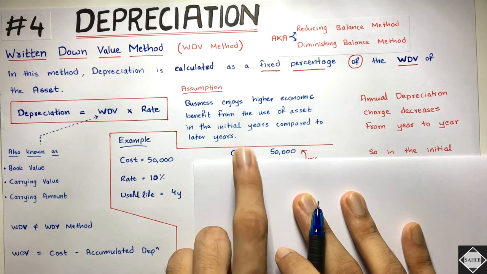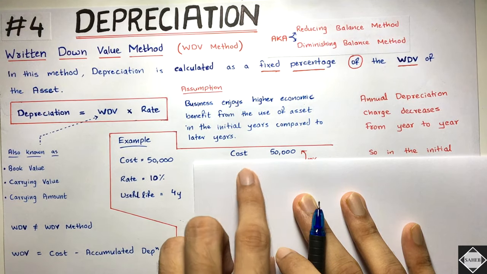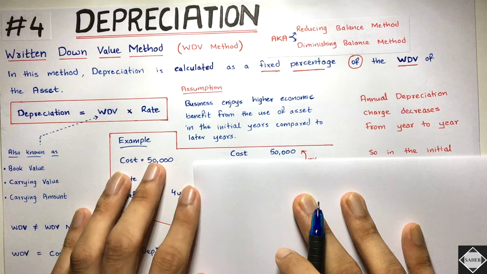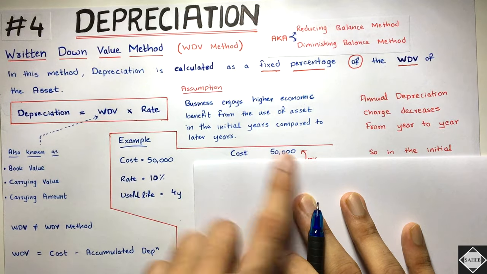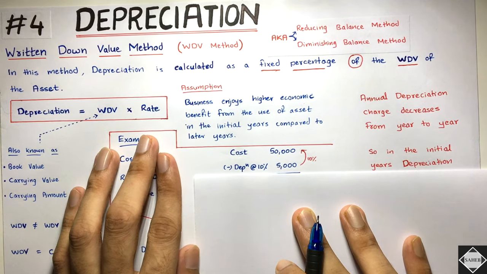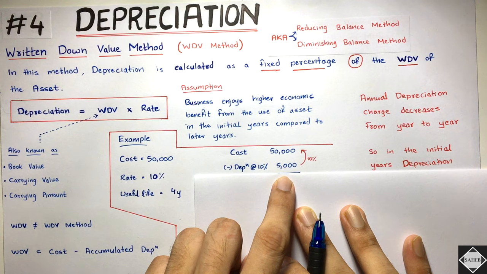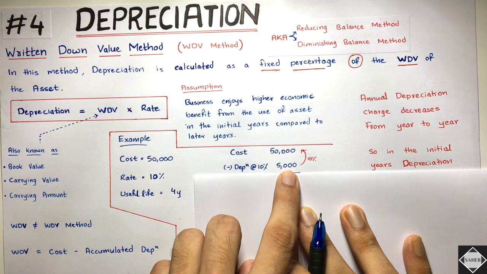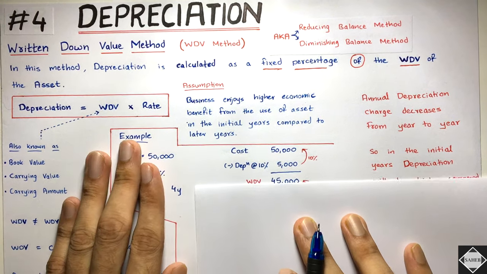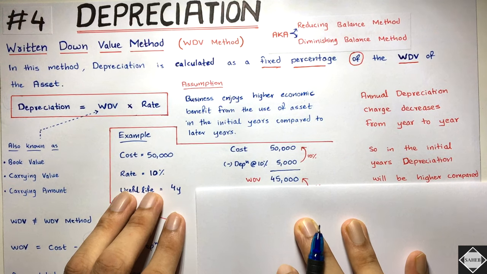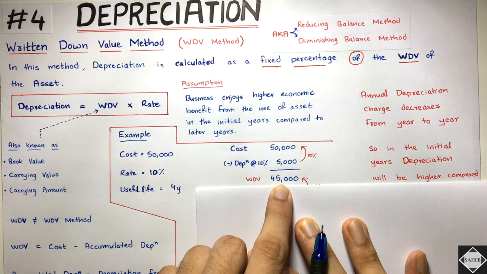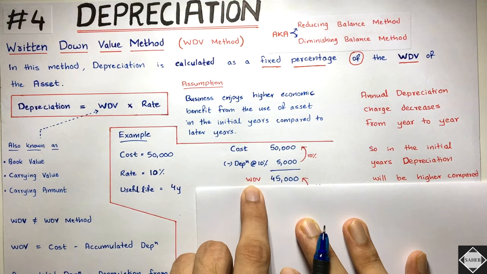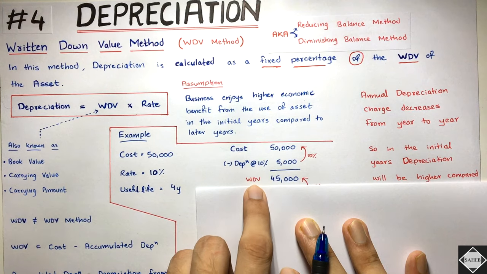In the first year, cost is equal to WDV. Okay, it's always like that. Cost is equal to WDV. So now 50,000 into 10%, that's equal to 5,000. You all know that. I don't need to show you this in calculator, right? So 10% on 50,000, that's equal to 5,000. 50 minus 5, that's equal to 45,000. Clear? Simple. So now this 45,000 is what? This is called written down value, carrying value, book value.